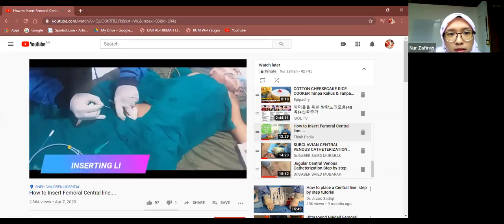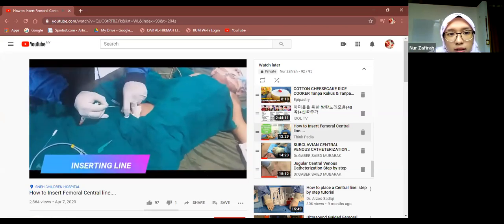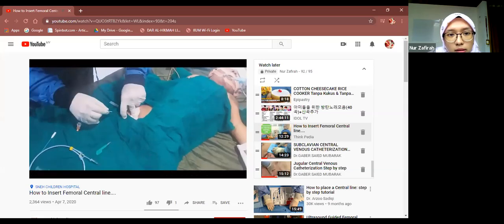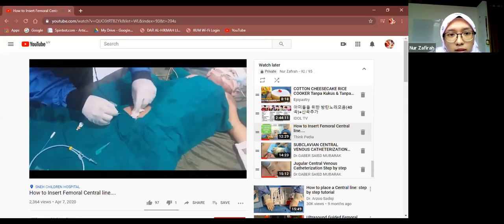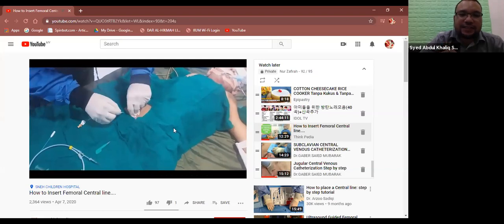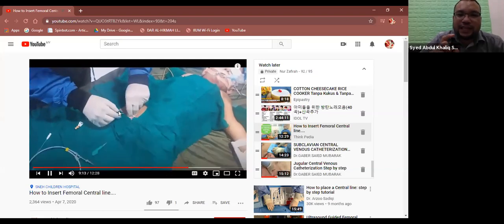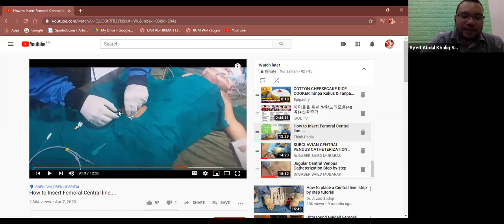And then insert the femoral line catheter into the femoral vein. Don't forget you need to flush the catheter first. If you don't flush, there will be air in the femoral catheter, and then you may introduce an air embolism. So you need to flush it first. Flush all the lumens. Okay, all right, flush it.